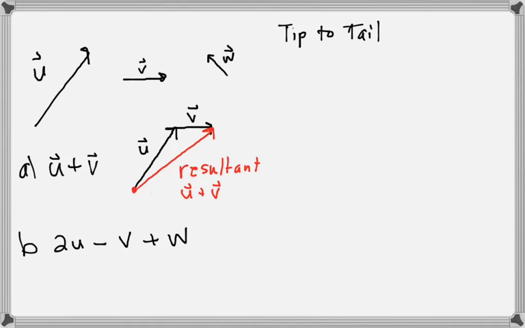Okay? What about the 2u? What are we going to do with the 2u? Make two of them. I literally double its length. I make two of them. Good. Draw the resultant vector when you're done and see what you got.